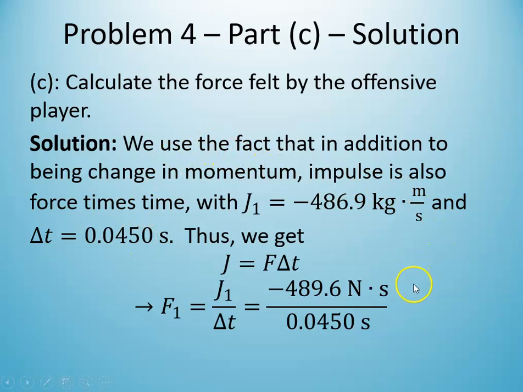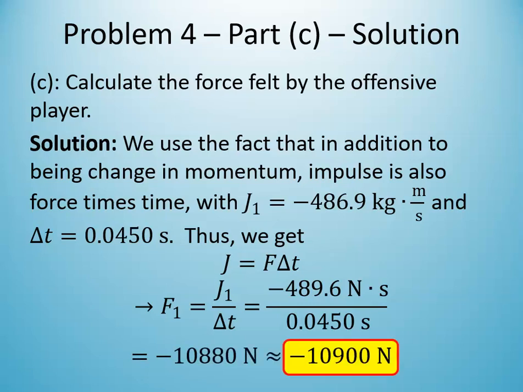Anyway, we already calculated the impulse. Divide by that time, and by change in time I'm talking about how long did the collision last, and of course that means that the best we're really doing here is calculating an average force, but that's good enough for this problem. So we get that the offensive player felt a force of negative 10,900 newtons. That's a lot of newtons. That's over 2,000 pounds of force. Fortunately, that player was only feeling that force for a very short time interval, but these are actually fairly realistic numbers. But you can see why collisions in football can potentially do so much damage, because you're dealing with very large forces.